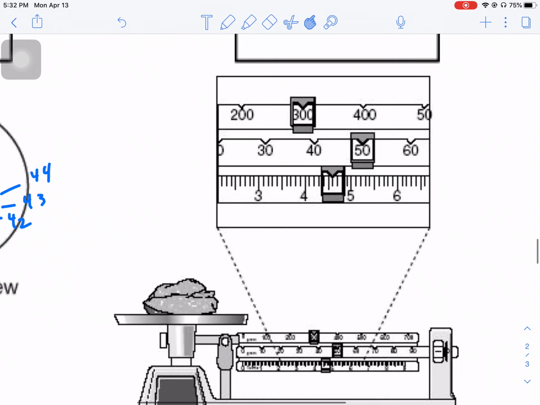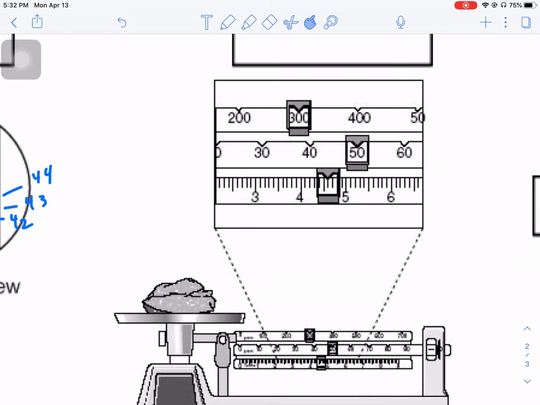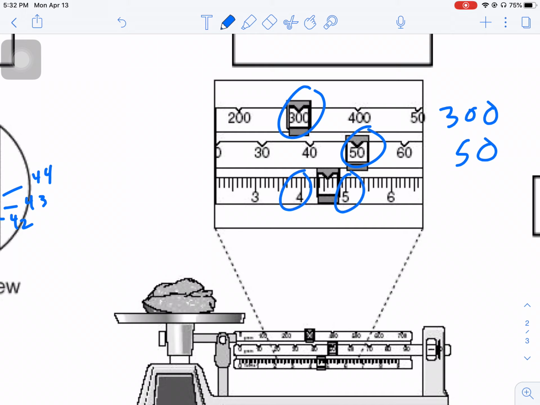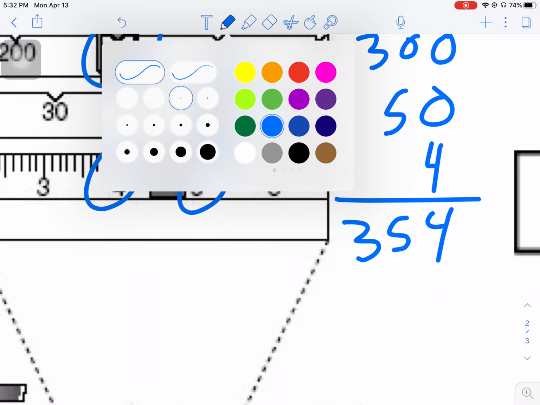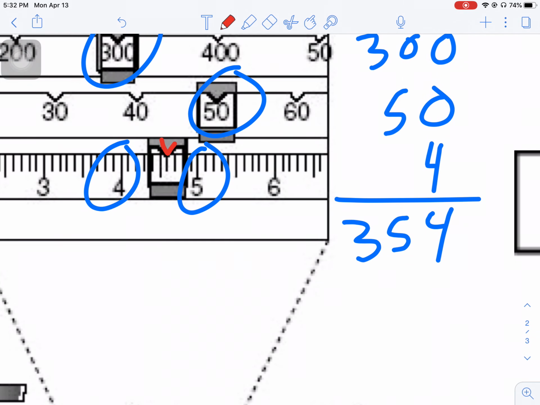All right, next example. We don't really use triple beam balances anymore, but if you did, you're basically going to take these measurements and add them up. 350, and we can all agree that it's somewhere between 4 and 5. So if we add those up, we're going to get 354. Now, if we zoom in just a little bit, we actually want to read it from this point right there.